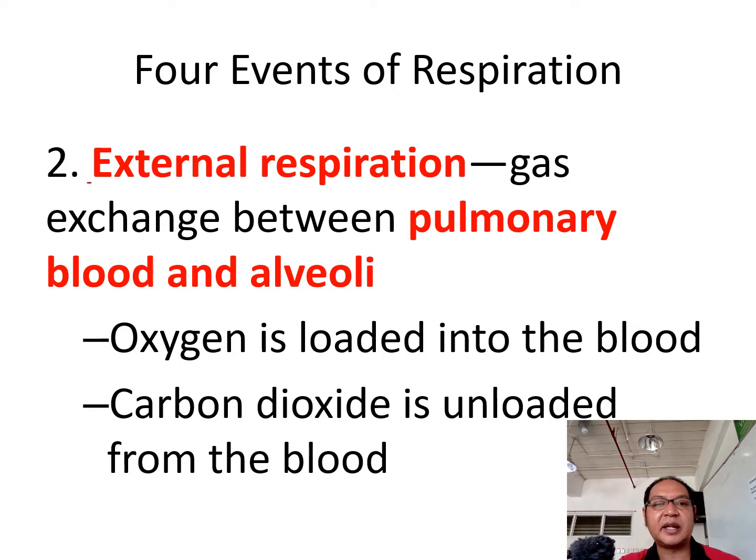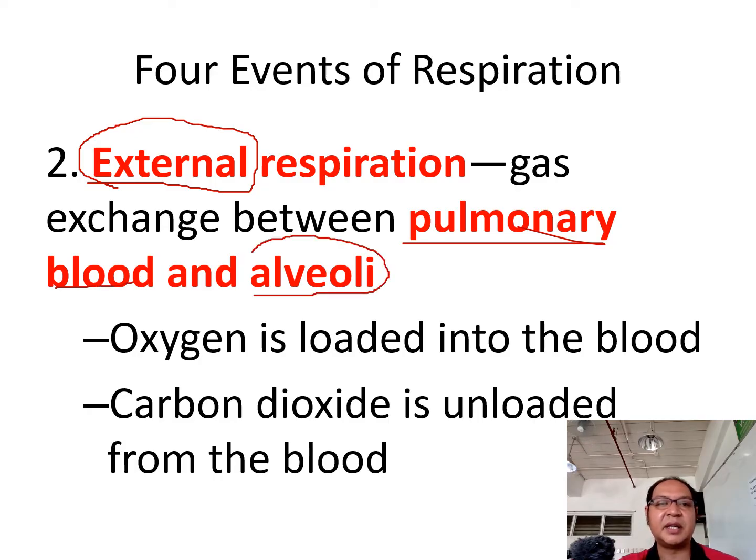For the second event, we have the external respiration. By the word external, it's the exchange of gas between the blood and the environment. So it is gas exchange between the pulmonary blood and the alveoli. As I have said before, the environment is the alveoli, because the air coming from outside goes inside the alveoli, and there's a gas exchange with the pulmonary blood. If you remember, the outside of the alveoli is embedded with capillaries, and that is the blood. So that is the pulmonary blood.